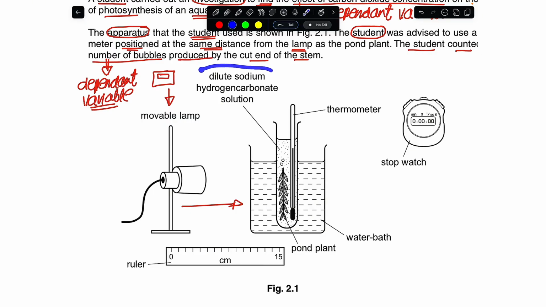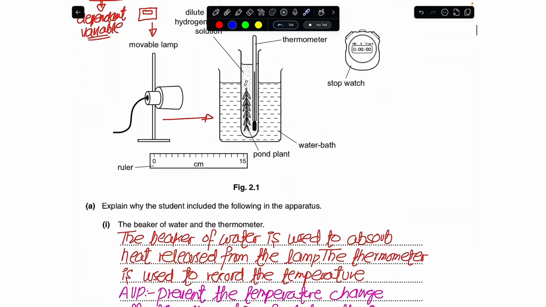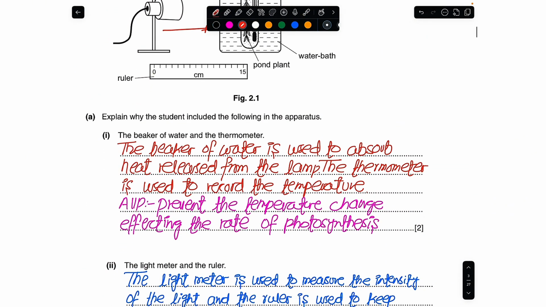And at the same time, they have added this dilute sodium hydrogen carbonate solution here. And you must know that this dilute sodium hydrogen carbonate solution acts as the source of the carbon dioxide that this aquatic plant would be using for the process of photosynthesis. And when photosynthesis is accomplished, we see the bubbles of the oxygen gas being released. And this is something they are measuring. So more bubbles of oxygen gas is proportional to more of the photosynthetic process occurring.